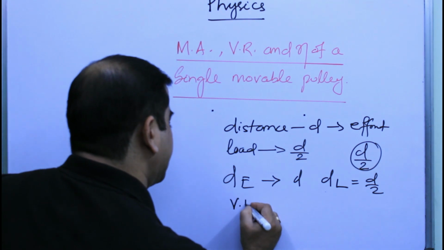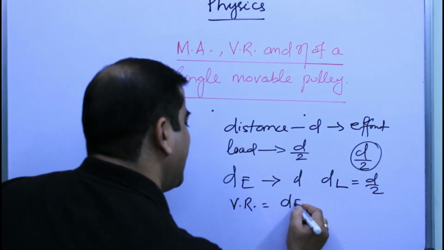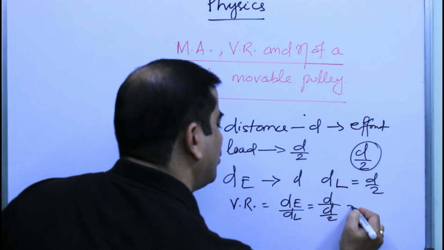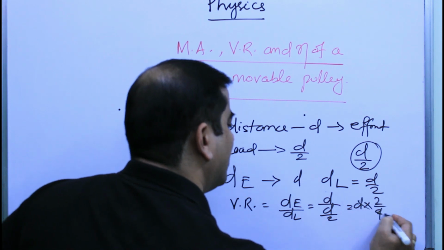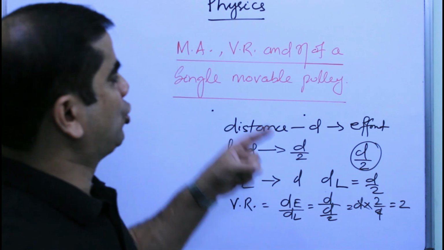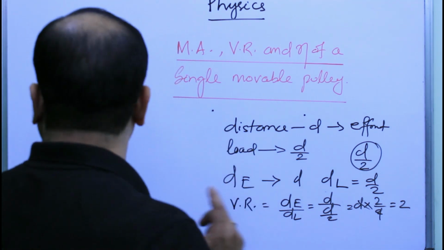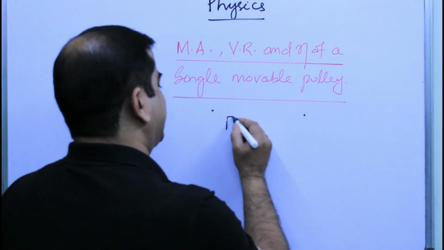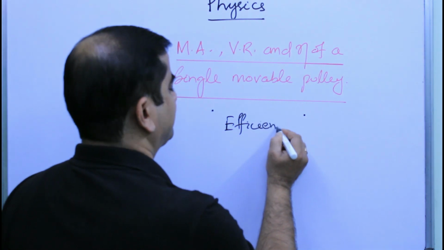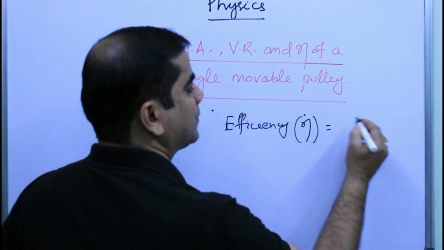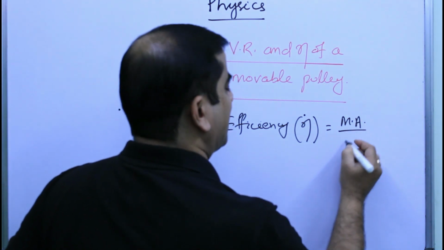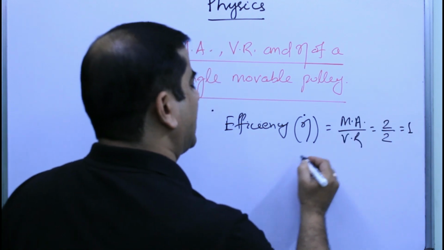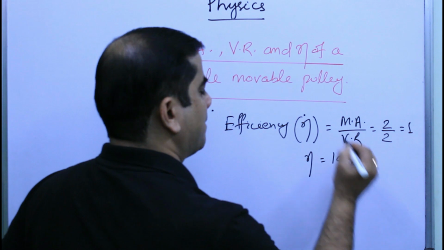So what would be the velocity ratio then? That is dE by dL, or d divided by d by 2, that is d into 2 by d, or 2. So velocity ratio of a single movable pulley is also 2. So what happens with the efficiency? Efficiency would be mechanical advantage divided by velocity ratio, that is 2 by 2, that is 1. Or we can say the efficiency would be 100%.